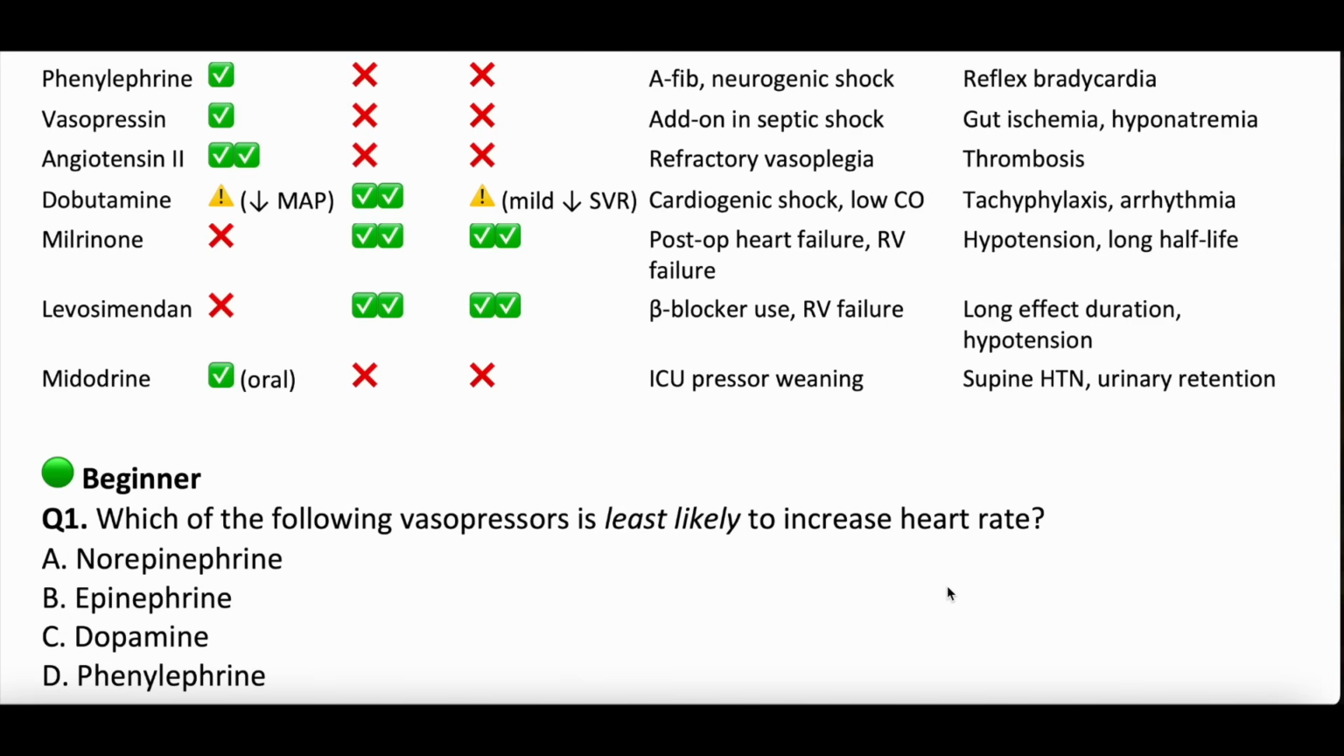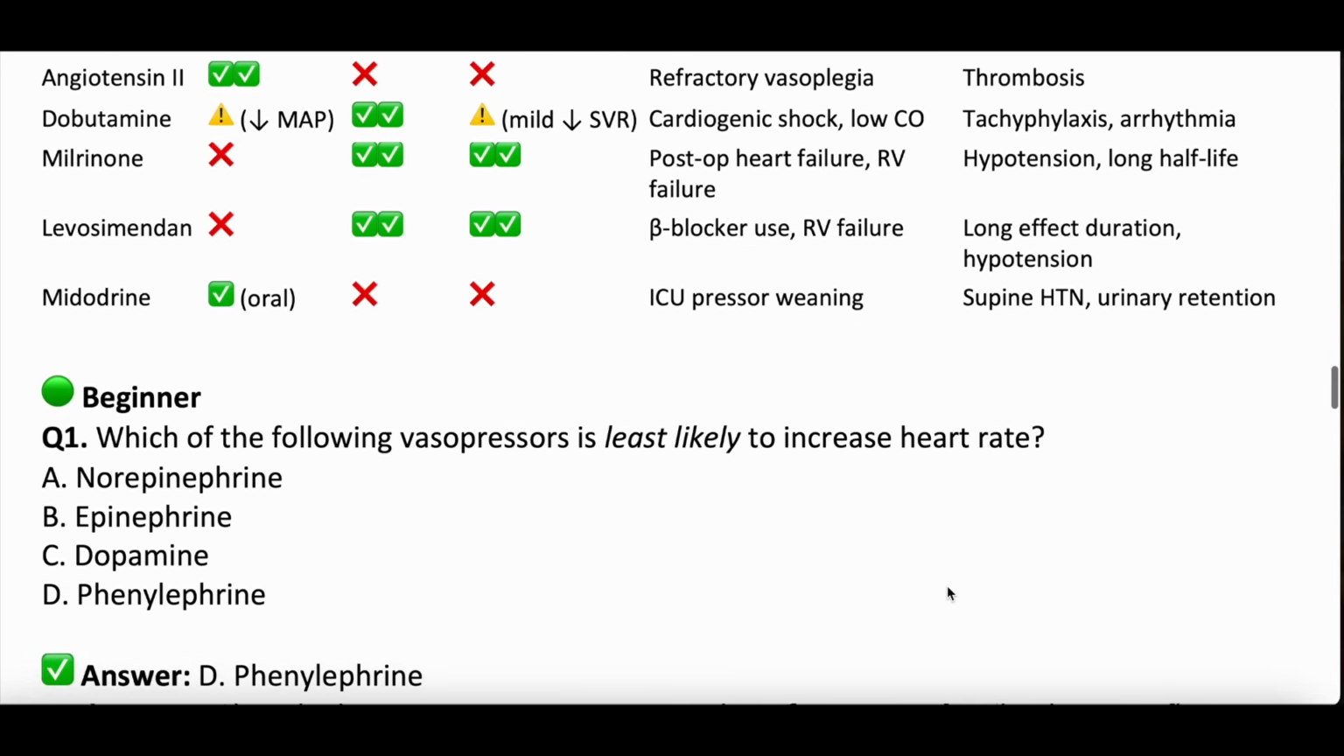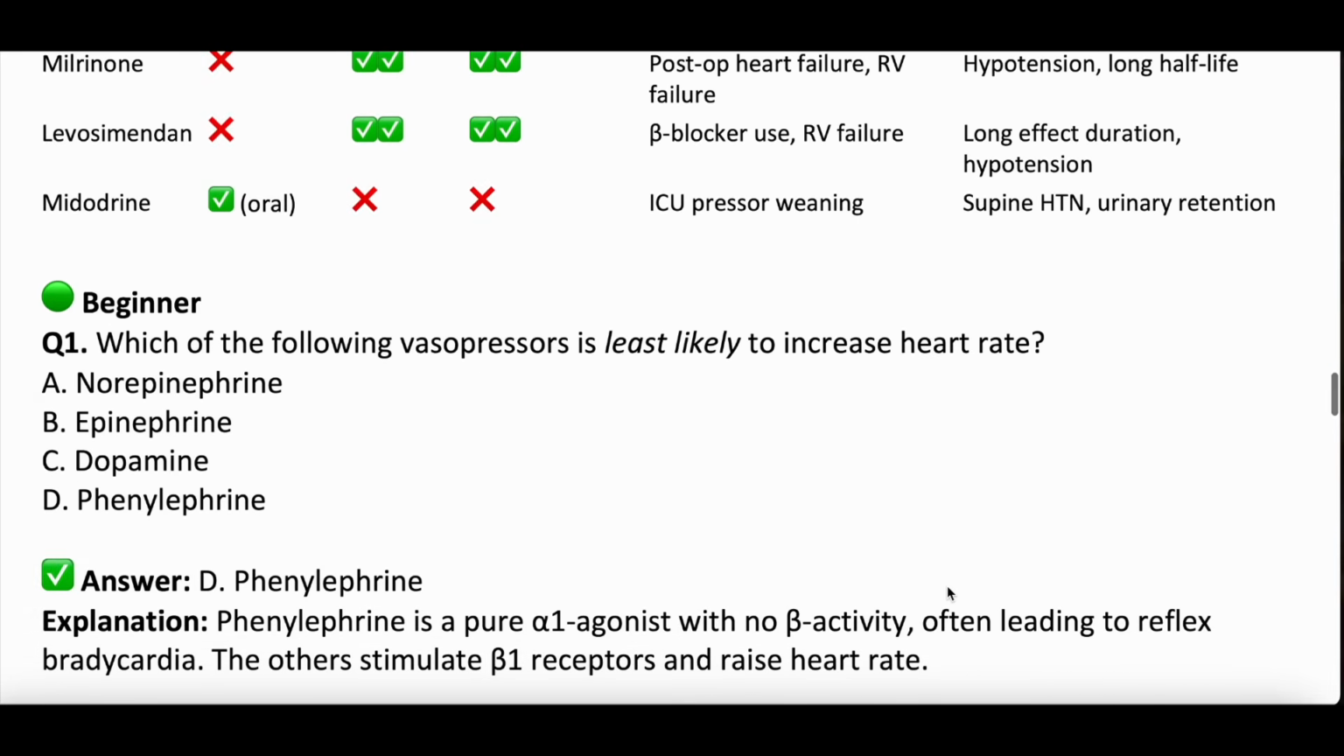Question number 1, beginner. Which of the following vasopressors is least likely to increase heart rate? A, norepinephrine, B, epinephrine, C, dopamine, or D, phenylephrine? All right, pause here if you need to. The answer is D, phenylephrine.